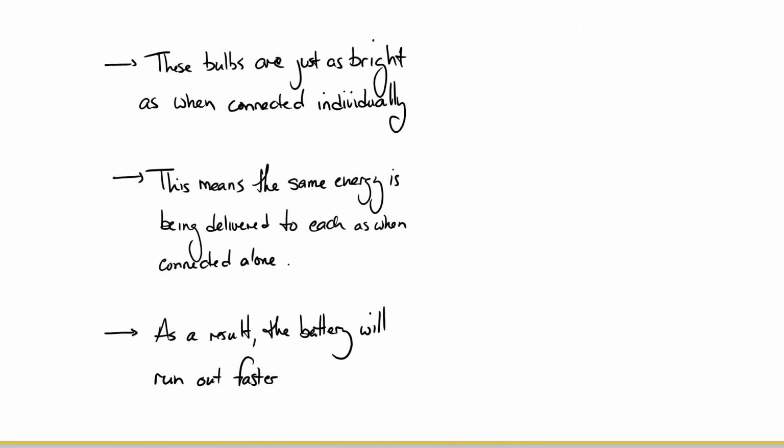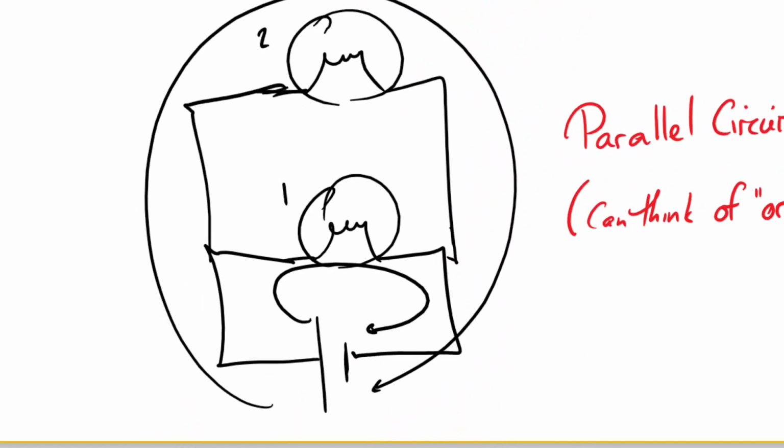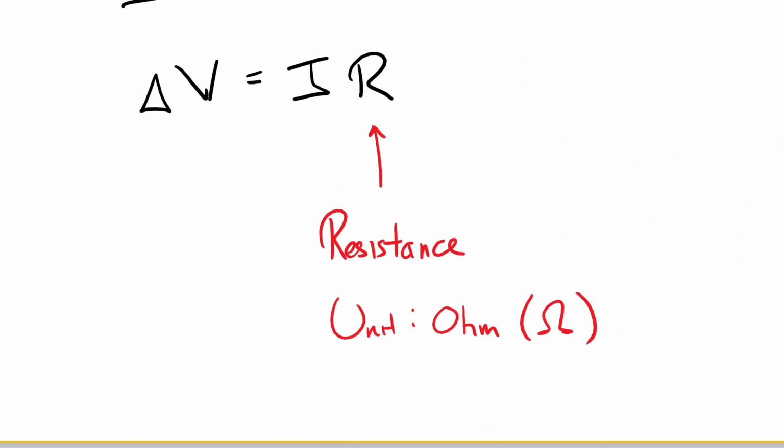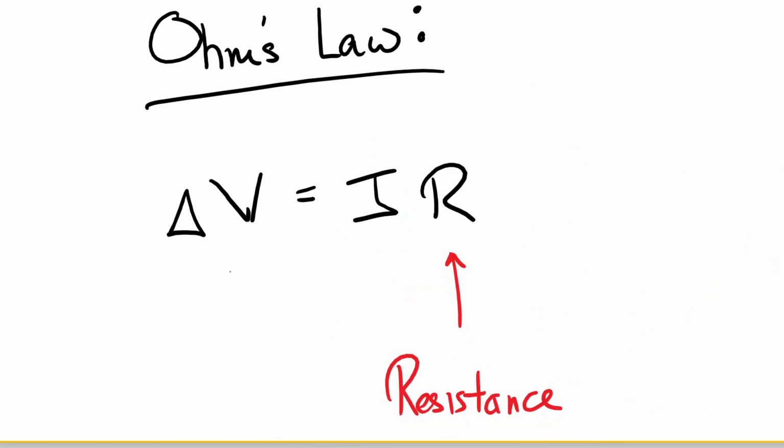The battery is going to run out faster, because if both of these bulbs are getting the same amount of energy, that means the battery has to be pumping out twice as much current. Because, again, coming back to Ohm's law, if they have the same voltage and the same resistance, that means they each have to have the same current.